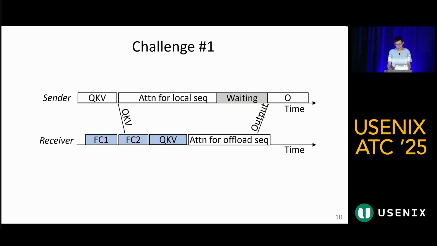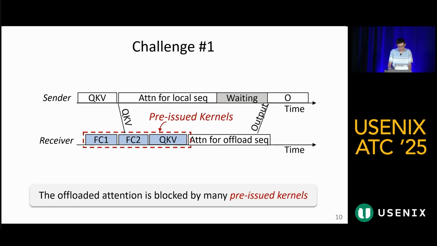Let's dive deeper into this blocking problem. The first challenge is blocking by pre-issued kernels, or head-of-line blocking. Modern inference engines like vLLM asynchronously issue many kernels to maximize GPU utilization. This means our high-priority offloaded task arrives and finds a long queue of kernels of the cold model. It causes a significant and unpredictable delay.